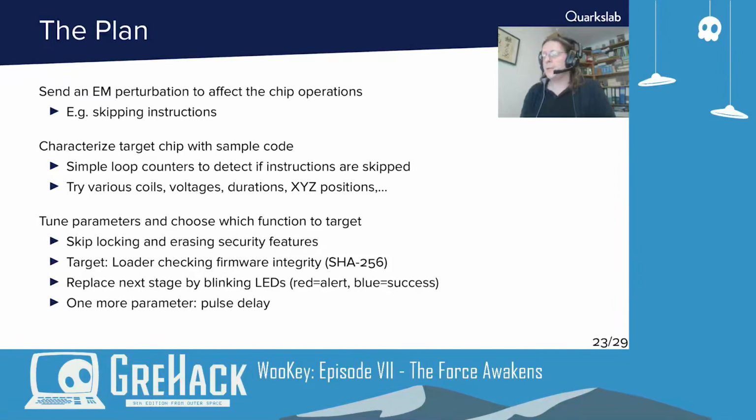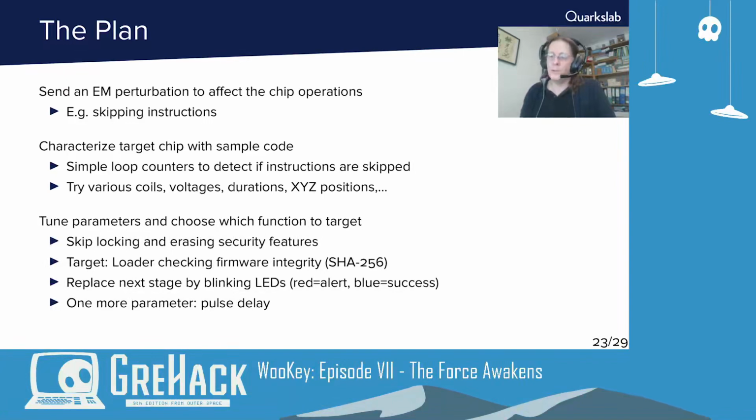During that phase, we try to find good parameters, like how much voltage to inject. It's about 300, 400 volts. With which duration, and where to put the little coil on top of the chip. Then we can try on the real target.